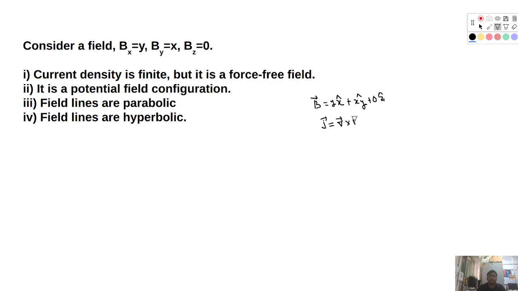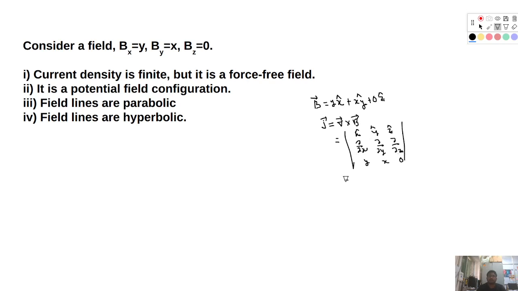So your current density will be J equals curl of B, right? How do you find out whether the current density is 0 or not? Again you need to take the curl of it, right? So x, y and z, del del x, del del y and then del del z, right? So you have y, x and 0.